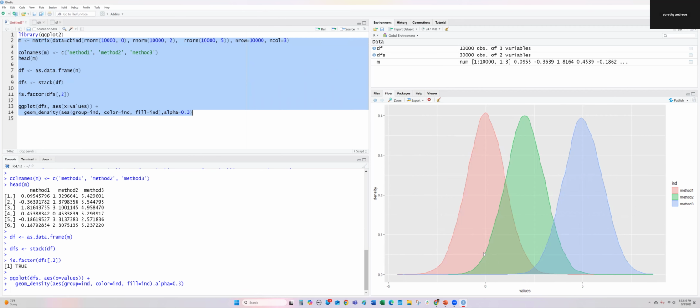They have the right shape, and you can see the means are exactly where they're supposed to be. The first one had a 0 mean, and that's this method 1. The second one had a mean of 2, which is around here somewhere, because that's 2.5. So the mean of 2 is right here. And then the third one had a mean of 5, and you can see that's going straight through the middle.